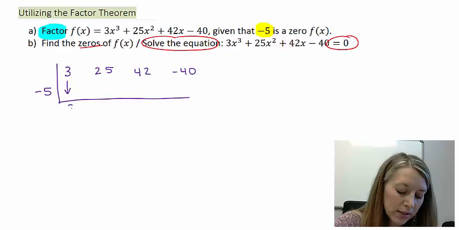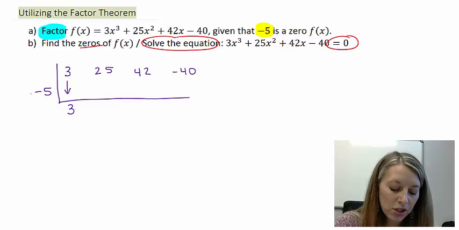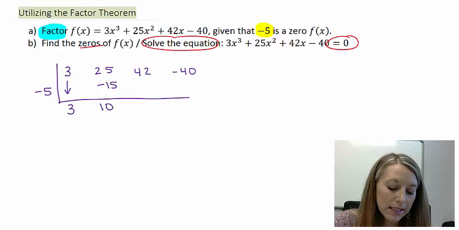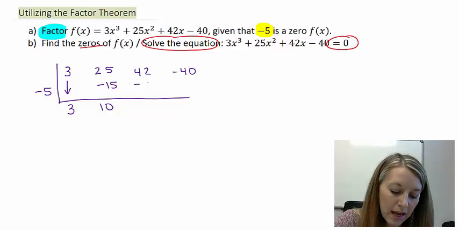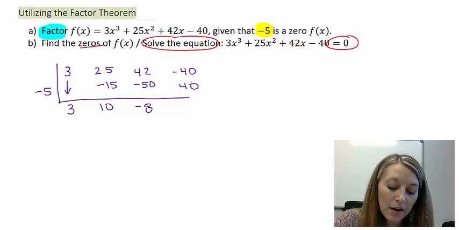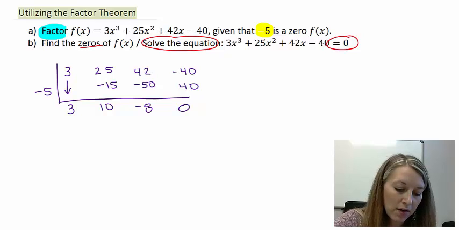So we run through our synthetic division. Bring down my first digit, multiply, add, 25 minus 15 gives me 10. 10 times negative 5 gives me negative 50. 42 minus 50 gives me negative 8. Negative 8 times negative 5 gives me 40. Negative 40 plus 40 gives us a remainder of 0.